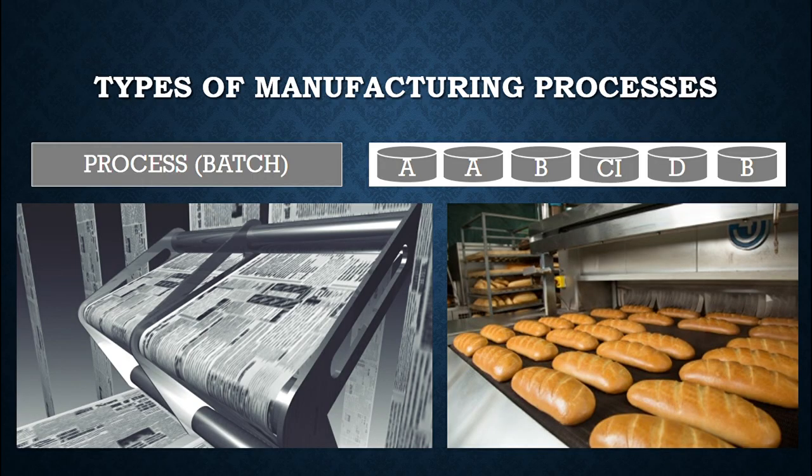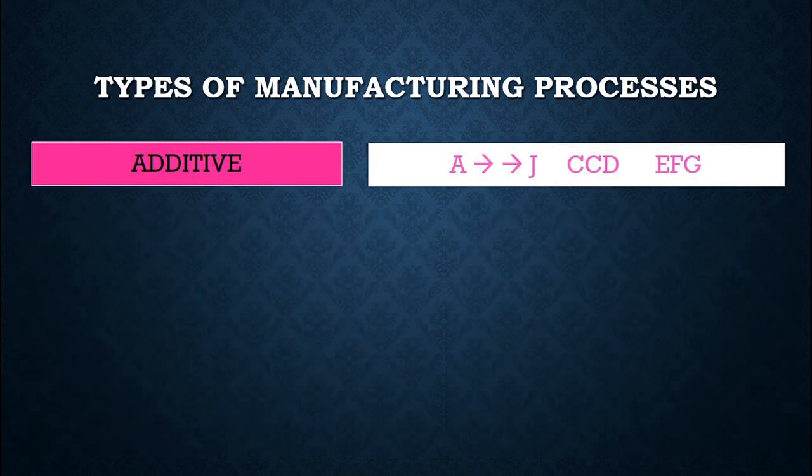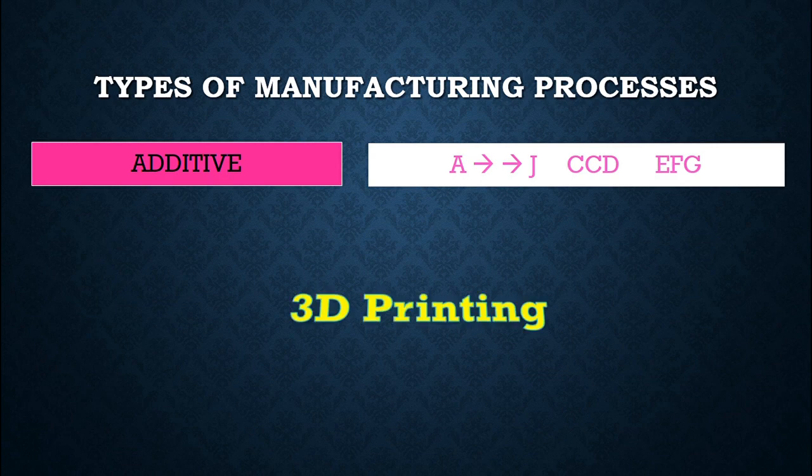A few common examples of batch manufacturing are baked goods, newspapers and magazines, clothing, electrical goods, computer chips, certain drugs, and even jet engines. Finally, the sixth is additive manufacturing, a recently invented and still evolving technology. We generally know it by the term 3D printing.